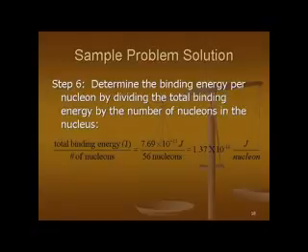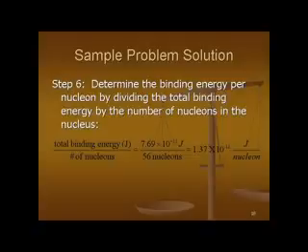Well, we're almost to the end of this problem. The problem asks for the binding energy per nucleon. We have the total binding energy. We need to divide by the number of nucleons in the nucleus to get the binding energy per nucleon. So here's the equation: total binding energy in joules divided by the number of nucleons. So it's 7.69 times 10 to the negative 11 joules divided by the 56 nucleons in this iron-56 nucleus.